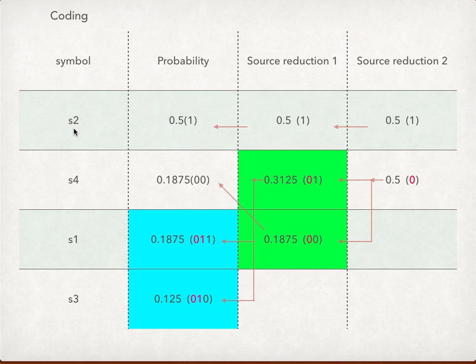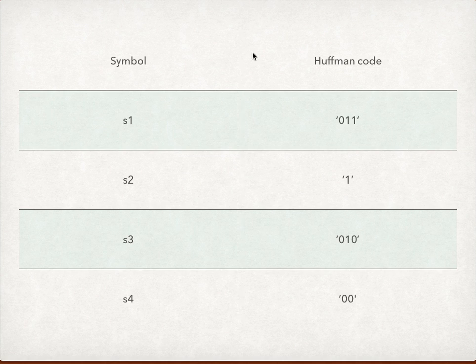For symbol S2 the code is 1, for symbol S4 the code is 0 0, for symbol S1 it is 0 1 1, and for S3 it is 0 1 0. Now you have the Huffman code for all the symbols. See here, instead of using 8 bits, we are using just 3 bits, 3 is the highest. You are assigning only 1 bit for S2, the symbol which is occurring more frequently. That means we are achieving lossless compression here.